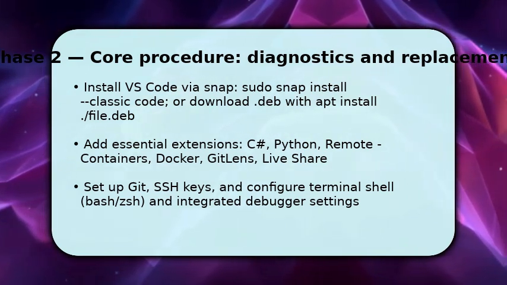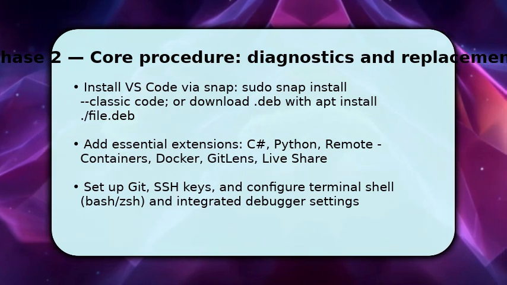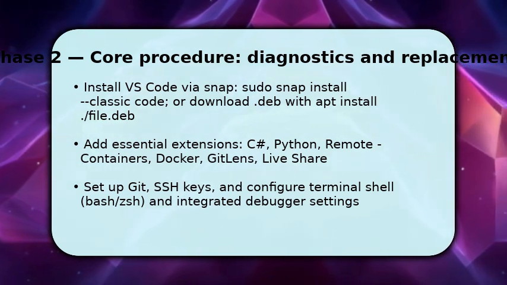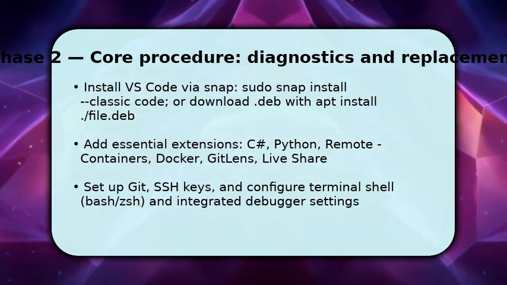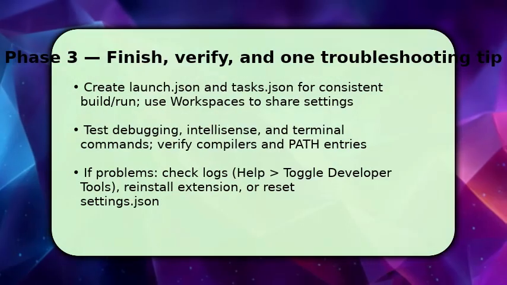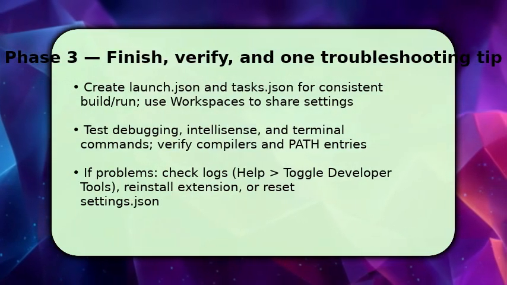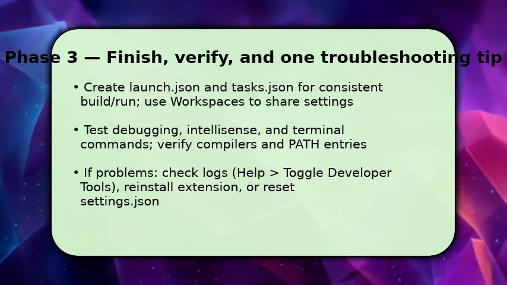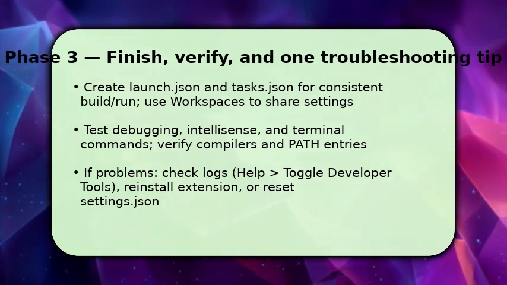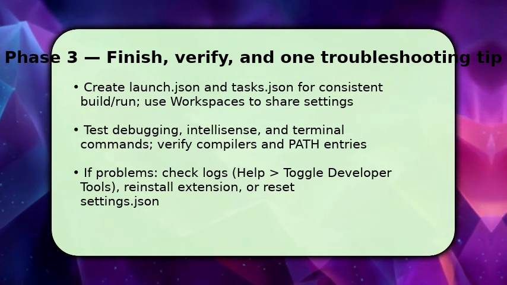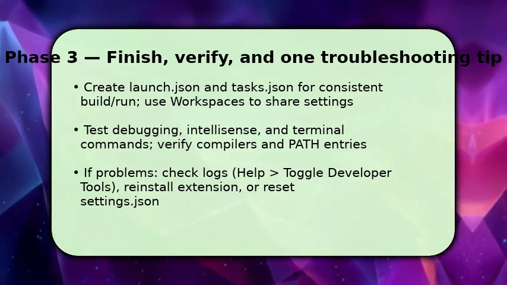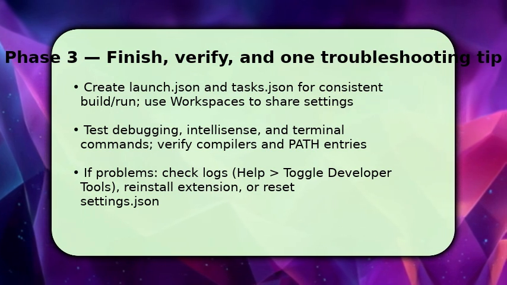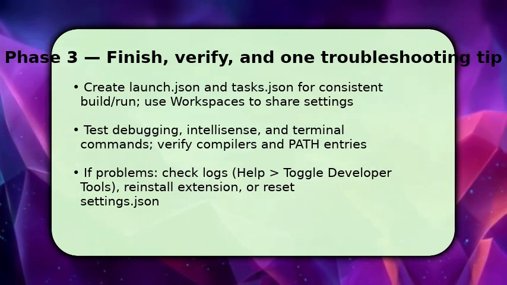Finally, open a sample project, attach the debugger, and test a build to verify compilers and launch configurations behave as expected. Finish by creating launch and task configurations so runs are repeatable. Once done, save them in a workspace to share settings across machines. Then run full tests. Compile, debug, and use IntelliSense to confirm language servers and path entries are correct.